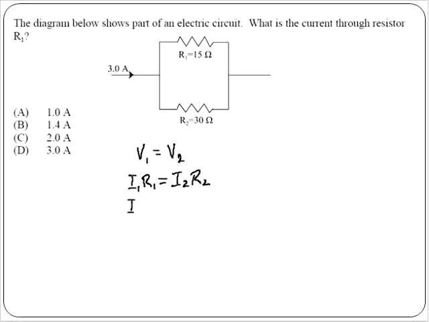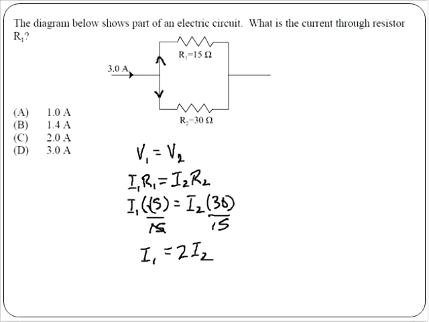I can just substitute that. Now if I rearrange it, I know that I1 times 15 equals I2 times 30. I'm going to divide both sides by 15, and what that tells me is I1 will be 2 times I2. In other words, whatever current's going through I2, more has to go through I1. So if I want to know the current through resistor 1, I know that when that 3 amps coming in splits, so much has to go this way, so much has to go that way.